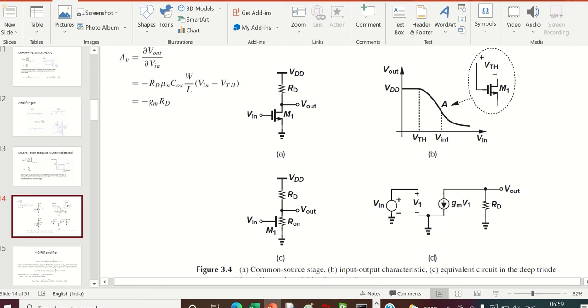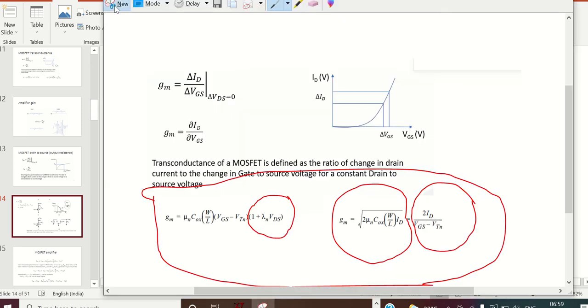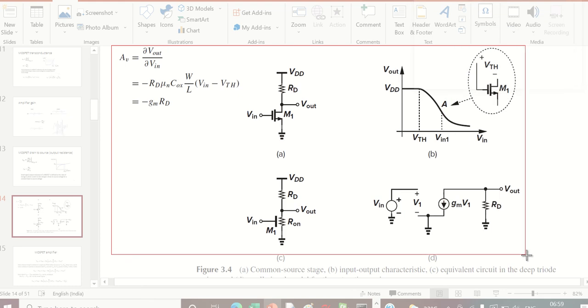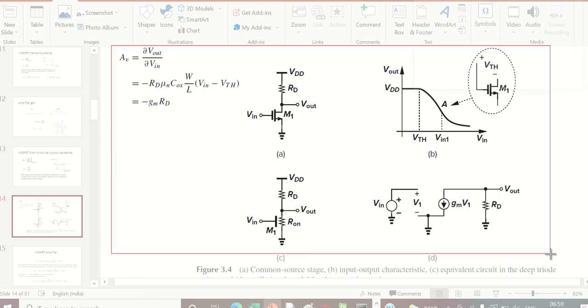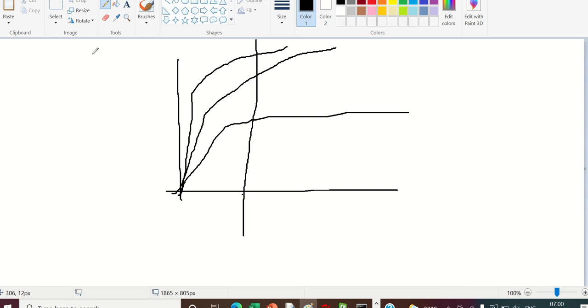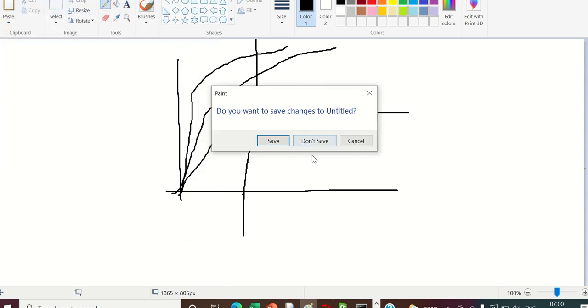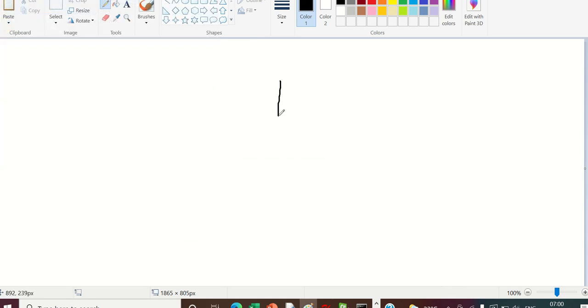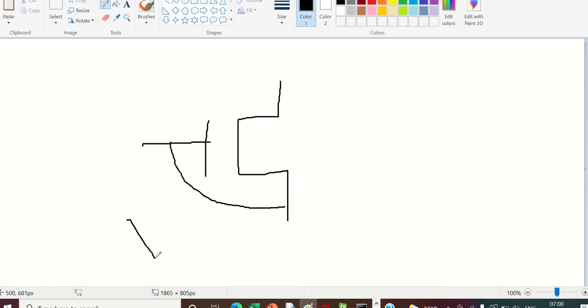So, first task. Imagine there is a current. First let me show you how to do amplification. I told you when we apply a voltage across this terminal VGS, a current is generated.